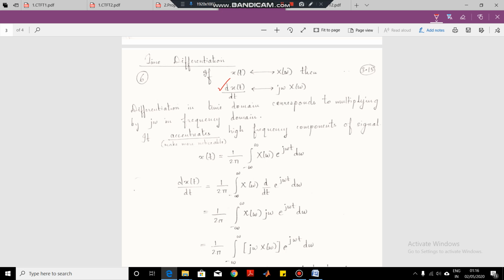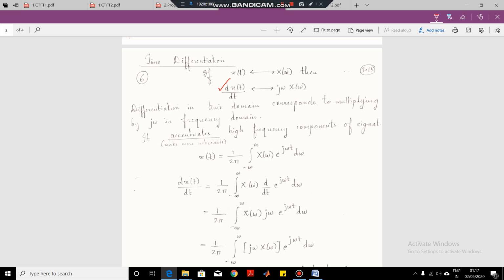When you integrate the signal in the time domain, the low frequency components become more visible. So when we want to highlight the high frequency components or the low frequency components of the signal, we have to take the derivative or integration of the signal. This is the meaning of this.